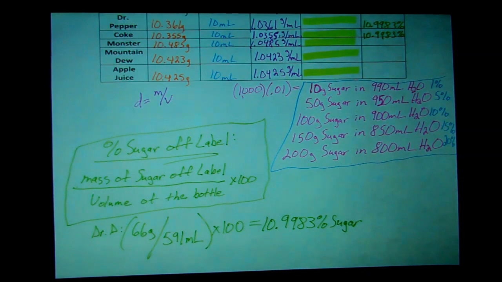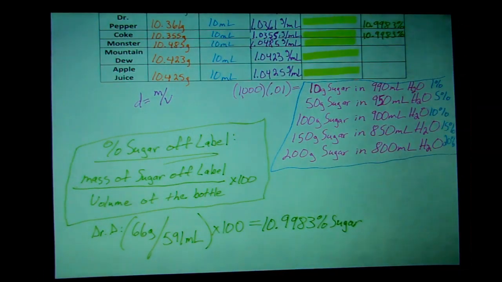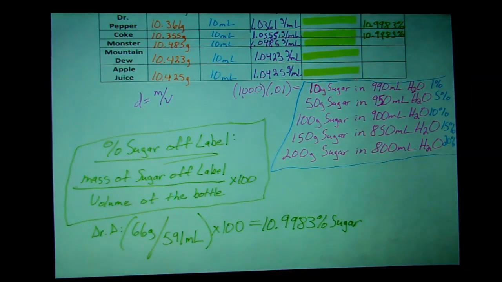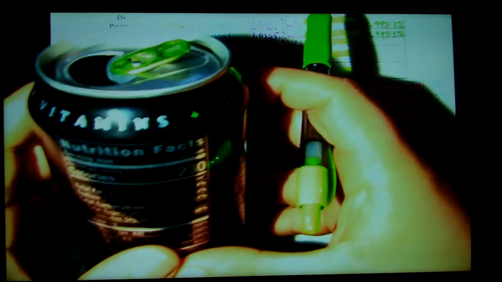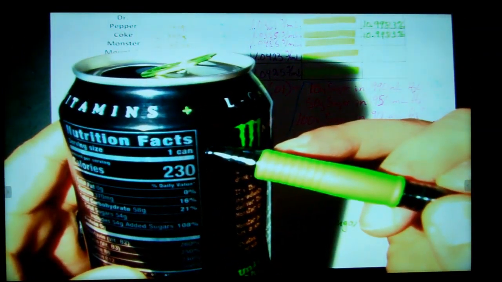Alright, in this case, we're going to the Monster, okay? And in this, if any of you are being bothered by what we're doing right now and you're thinking, shouldn't we be doing this by serving size? Yes, we absolutely should. But whenever you look on these labels, all these labels are saying that the serving size is one bottle. And you can see here, the serving size is 1 can.